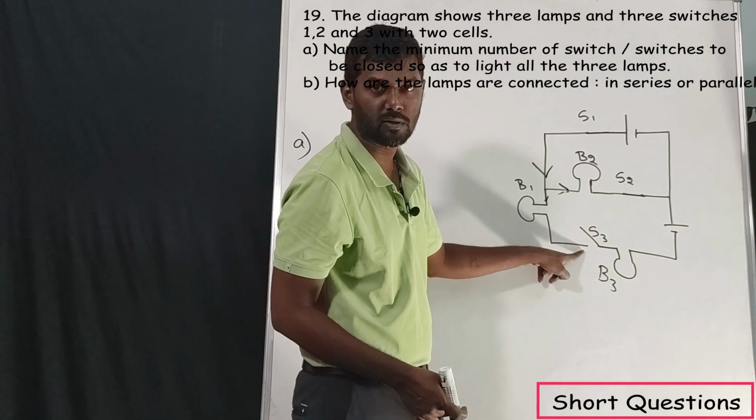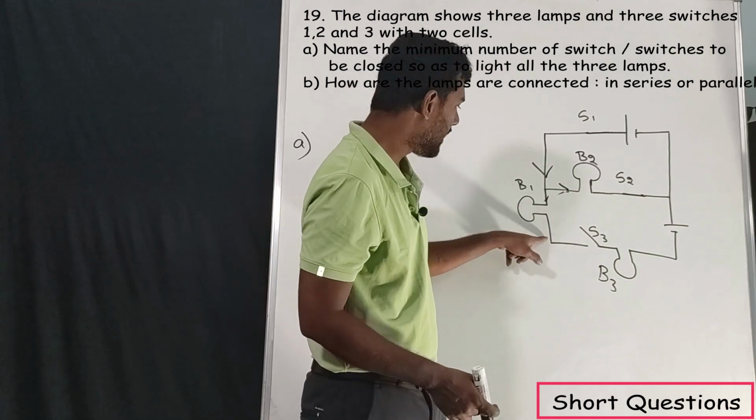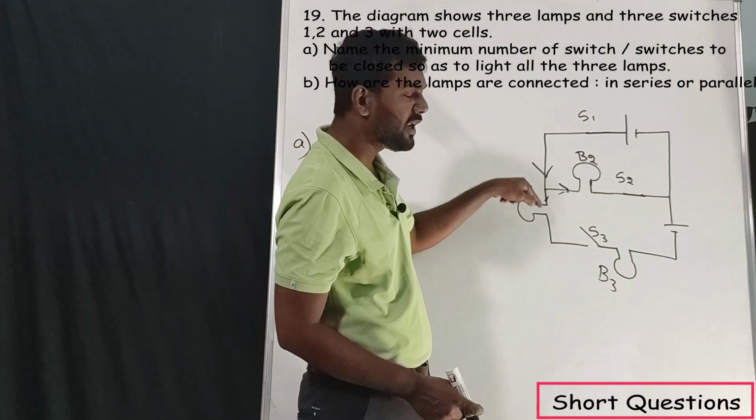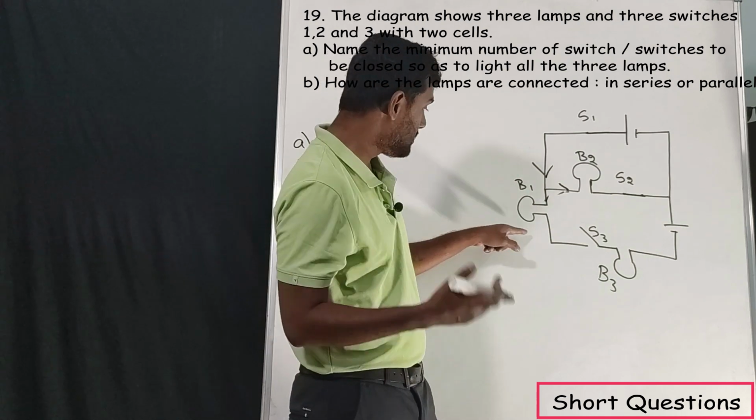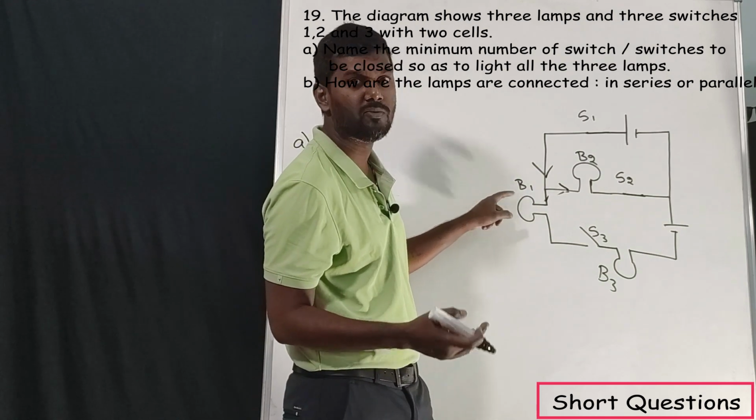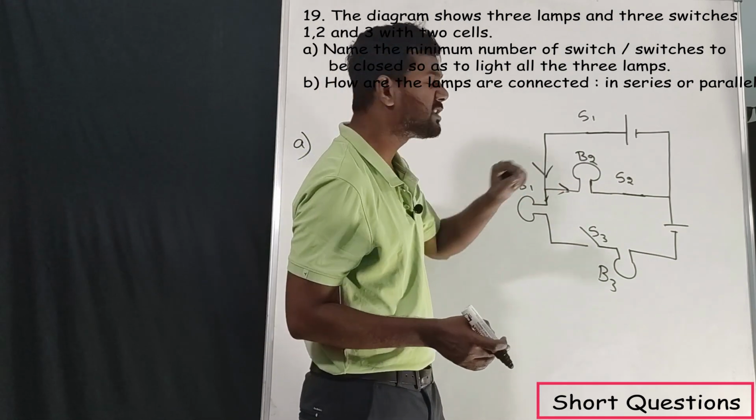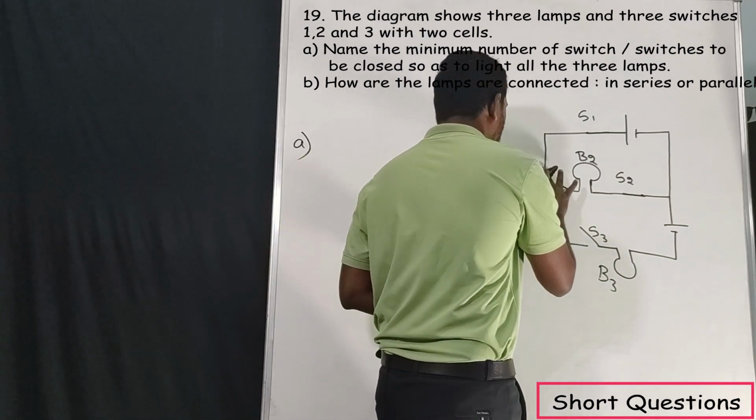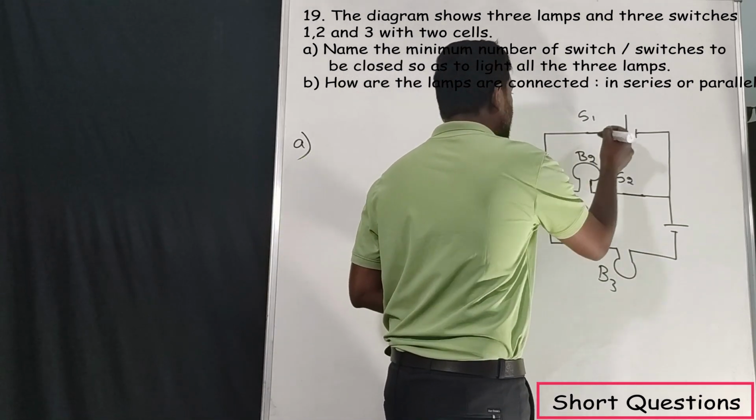When this switch is open, current will not leave. It will only enter, it will not leave, so this bulb will never glow. Only this bulb will glow. Okay, now we'll take the different scenarios.